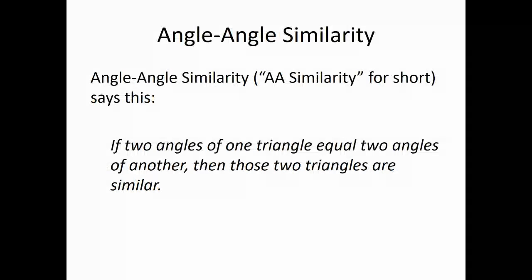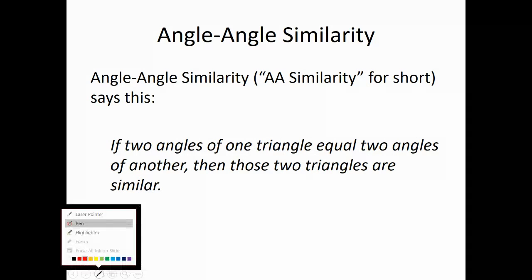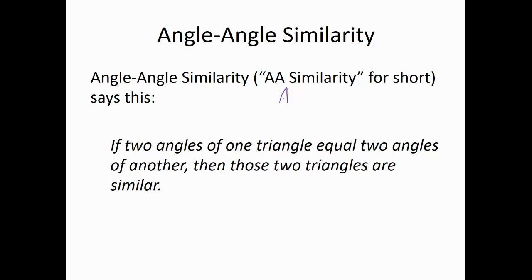Okay, so here's the statement of angle-angle similarity, or of course AA similarity for short, or we could also simplify in a further way if we like. So let me note that as an addition. So we could also call this angle-angle and then simply write the similarity symbol after it. And what it says is this. If two angles of one triangle equal two angles of another, then those two triangles are similar.